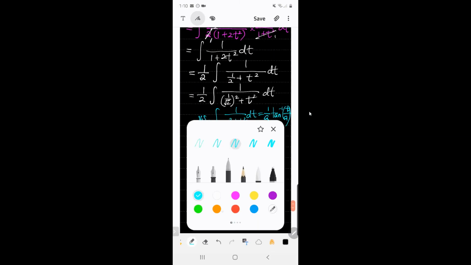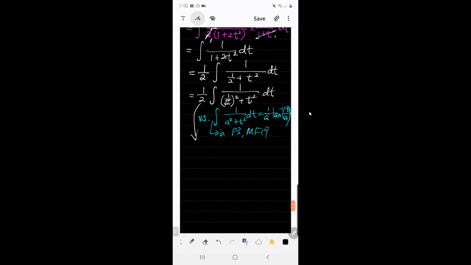So now I can proceed by using the theorem. I will have 1 over 2 times 1 over a. So the a is actually 1 over root 2. That is the a. And tangent inverse, so you have t divided by 1 over root 2 plus c. So simplify this, you get 1 over root 2. 2 times 1 over root 2 means root 2 at the bottom. So you have tangent inverse root 2 t plus c.